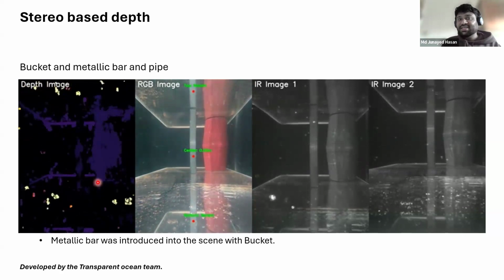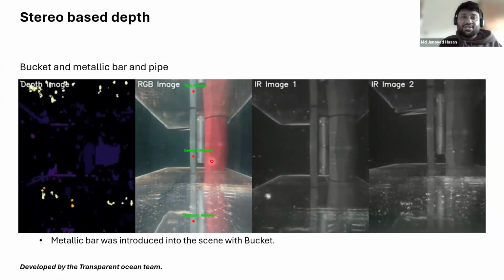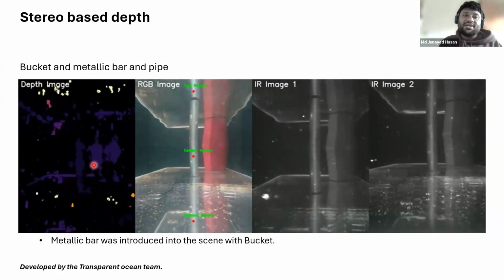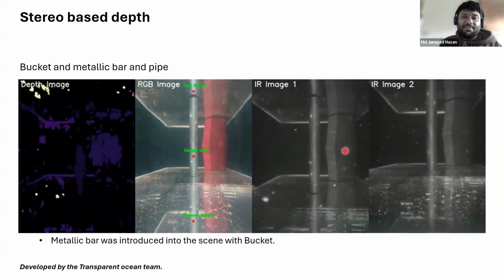Because in the sonar, you cannot directly tell if this is a pipe or not. And here also, you cannot directly tell what is in the depth map. Sometimes the image looks bad.